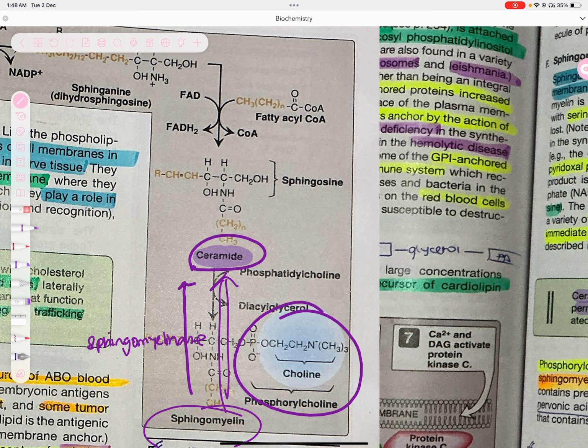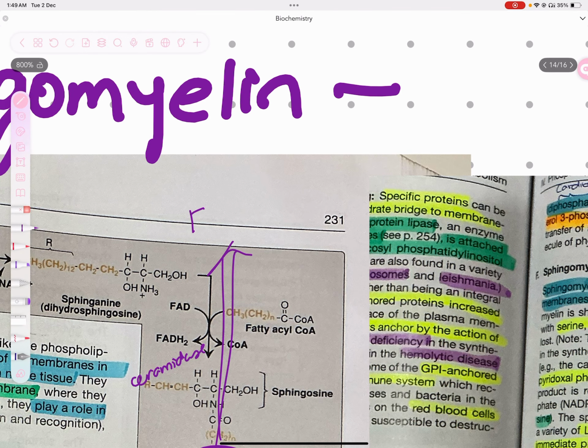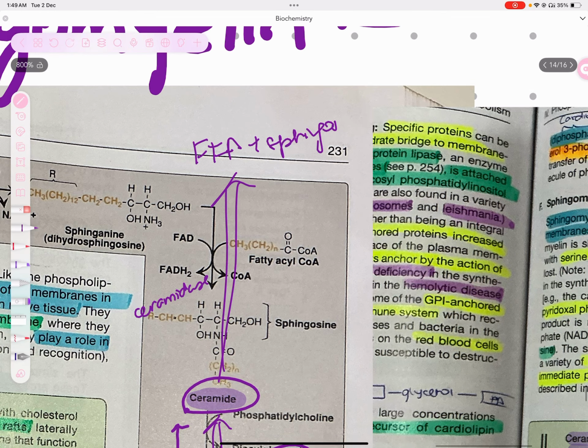Now this ceramide is broken down by ceramidase, and this gets broken down into what exactly? A free fatty acid and sphingosine. So ceramide is broken down by ceramidase into free fatty acid, and our alcohol sphingosine is separated. So if you look at the structure, this is sphingosine, so sphingosine gets separated, and also the free fatty acid which was added, fatty acyl CoA, that's also separated.